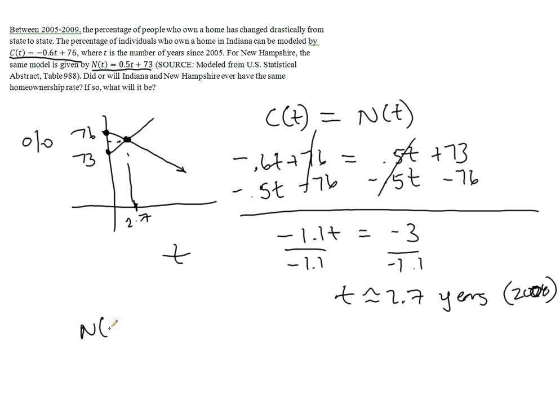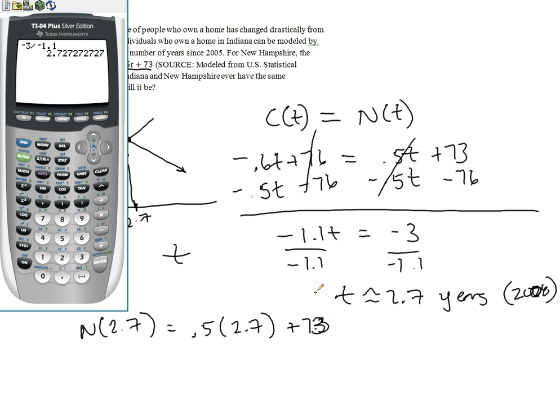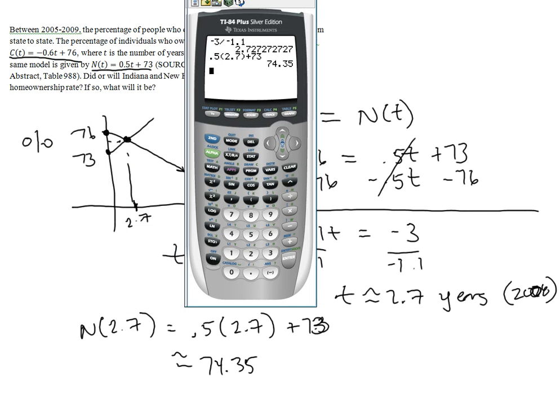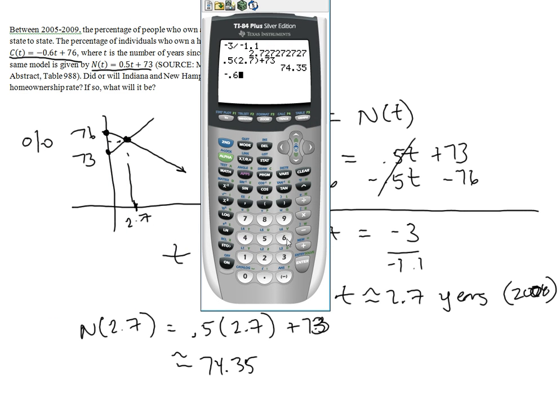I'm going to pick the one without the negative, just because. With rounding error, we may get a slightly different answer from the two equations, but that's okay. They should be close enough. We take 0.5 times 2.7 plus 73, and we get about 74.35. If we did the same thing for the other equation, negative 0.6 times 2.7 plus 76, just to verify that we get about the same value, we get 74.38, which is close enough. With rounding error, they'd both be about 74.4%.